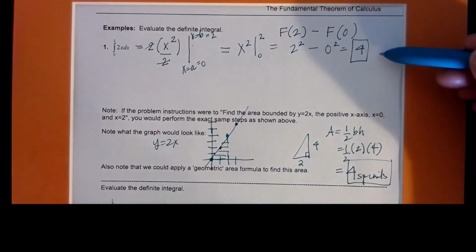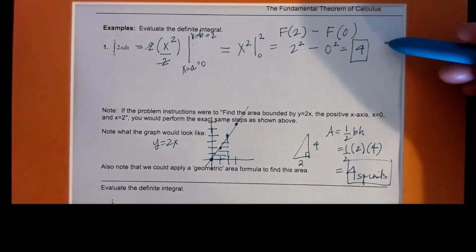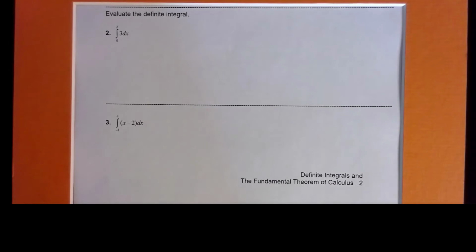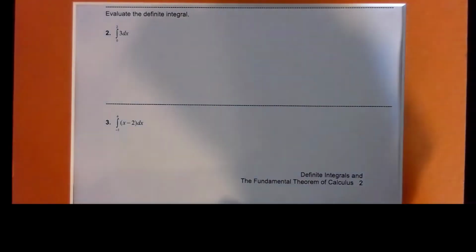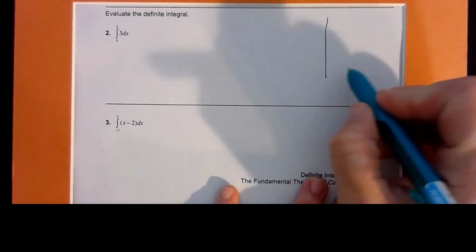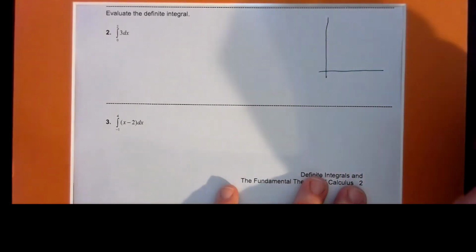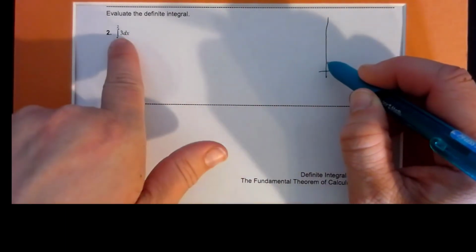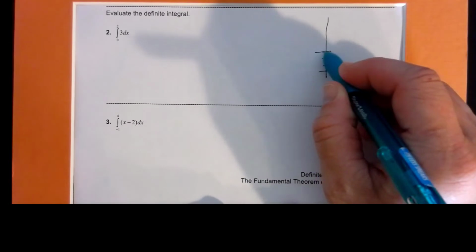Now this one would also be square units, but we're not applying it to geometry, so we're going to leave those units off. In number 2, we have a constant function, just y equals 3. So since we just talked about the geometry, let's go ahead and visualize it over here. And so if y is always equal to 3, notice there's no x. You're just going to have a horizontal line.